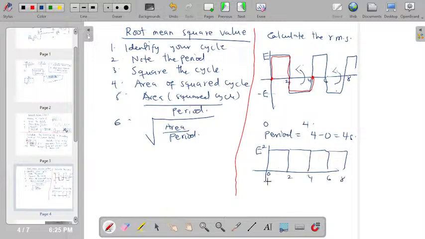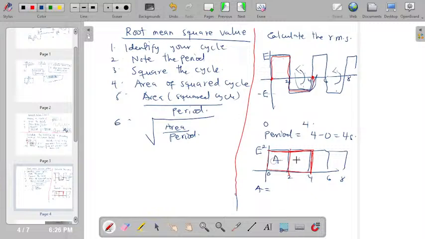So we find the area of the squared cycle. How do we do it? We say that area is equal to length times breadth. You remember that this was the identified cycle. Since you squared it, now we can see that our cycle is looking this way. We have two different shapes, and I can label them as A and B.